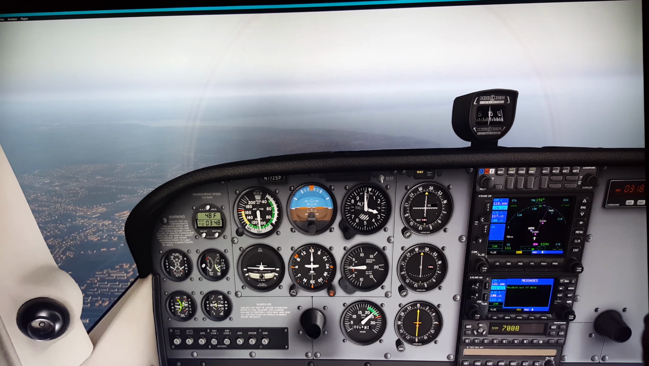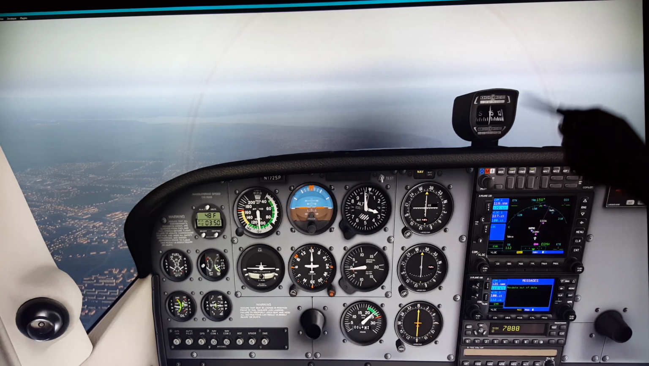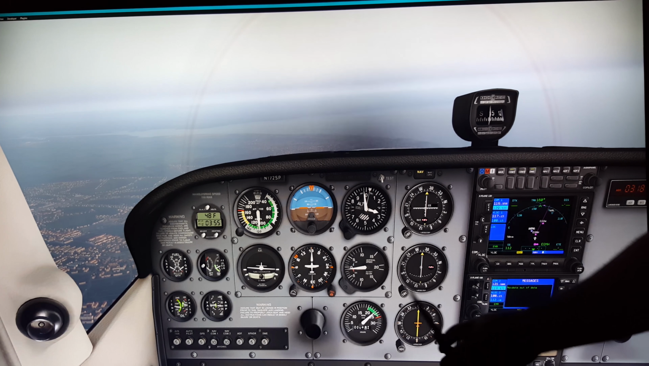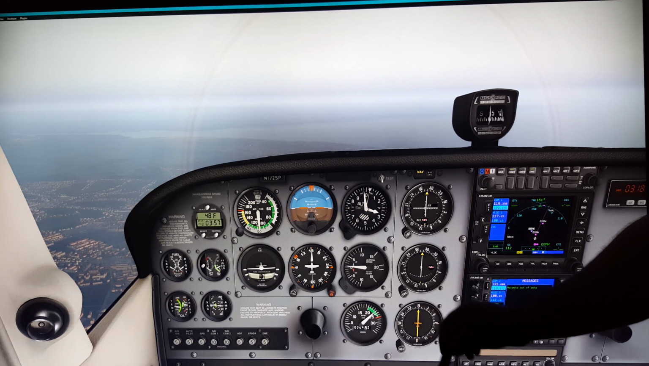Now, what we're looking for is the beacon overhead. When we're overhead of the beacon, this won't be able to make its mind up where it is, and it'll kick over.